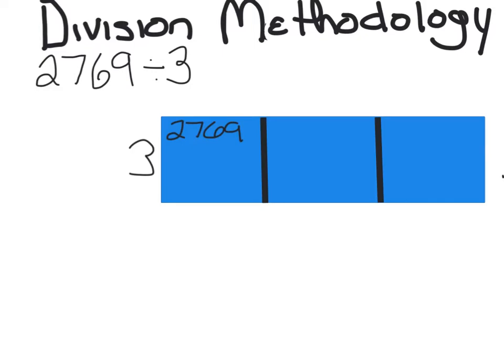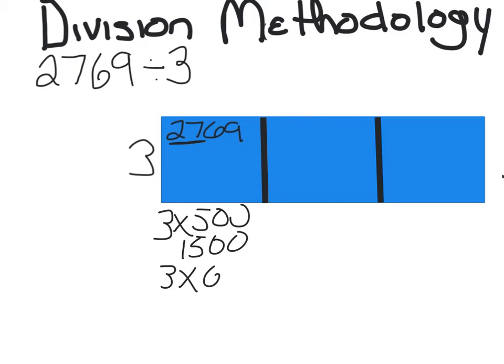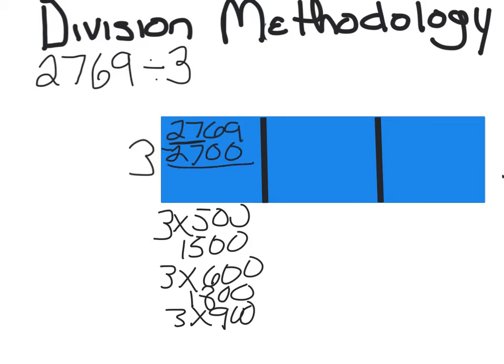So what we're going to be working with here is 3 times some numbers. We're going to try to get to 2,000 to 2,700, something like that. So we're going to be working with some large numbers. We're going to be talking about this 3 times 500 is 1,500, 3 times 600 is 1,800. And of course, we're going to finally get to the point where we have 3 times 900, which will give us our 2,700. Then we do our subtraction, leaves us with 69.